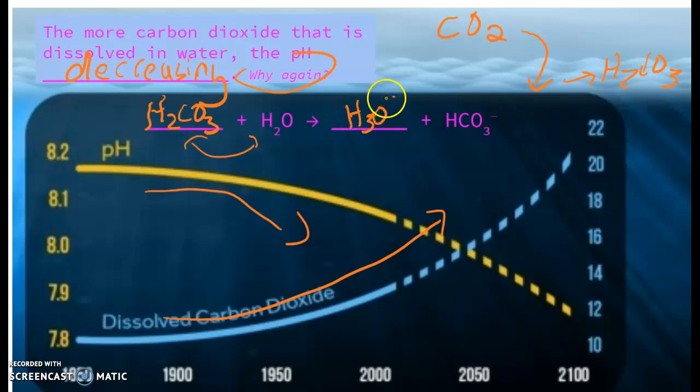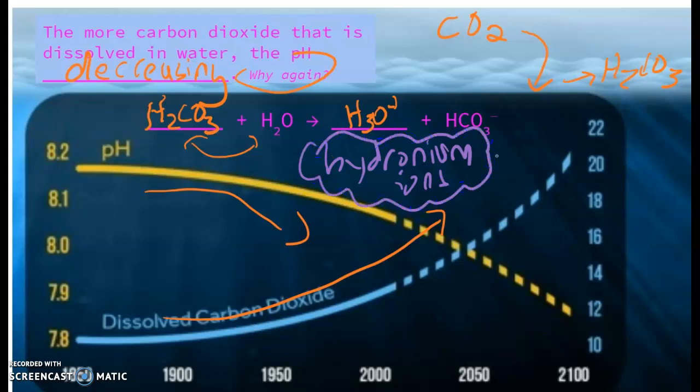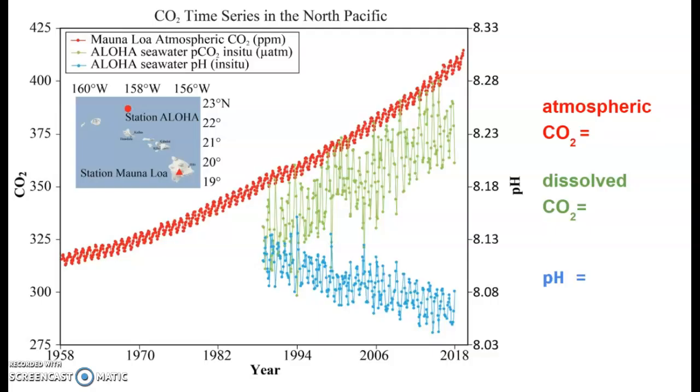H3O+. And if we remember what H3O+ is, it starts with the letter H, it's hydronium, right? So hydronium ions are formed from this reaction. So we get this increase of hydronium ions. So because of this increase of hydronium ions, we have a decrease in pH, and that's why our pH level is dropping. So here we see it in graph form, and we also see it in graph number 2, right?